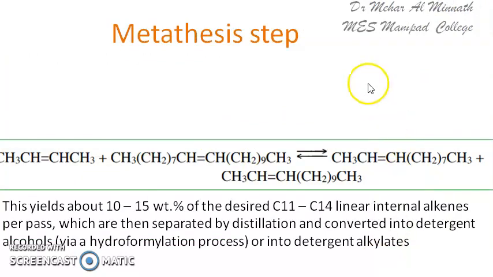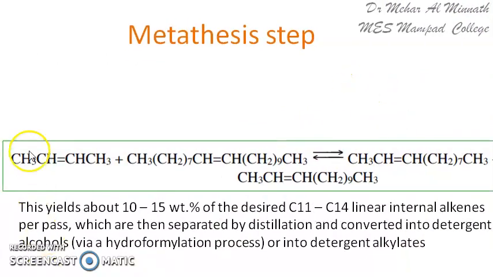Now the last step is the metathesis step. Here the metathesis happens, and you get a variety of alkenes, besides C11 to C14 chain alkenes being formed. These alkenes of different chain lengths are separated by distillation and converted to detergent alcohols via hydroformylation, or to detergent alkylates.